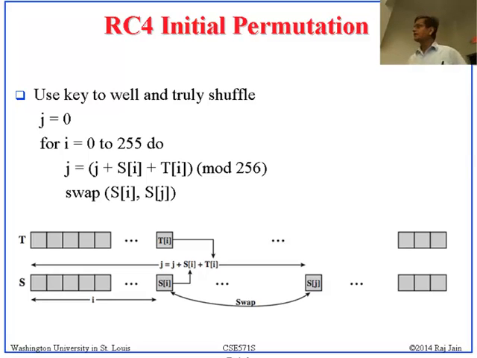Next time you come back with i equal to 1. The new value of j is calculated, and S[1] is swapped with that one. Then you come back with i equal to 2, calculate a new value of j, and swap that. So the swapping will depend upon the key, because if T is different, the new values of S will be different.